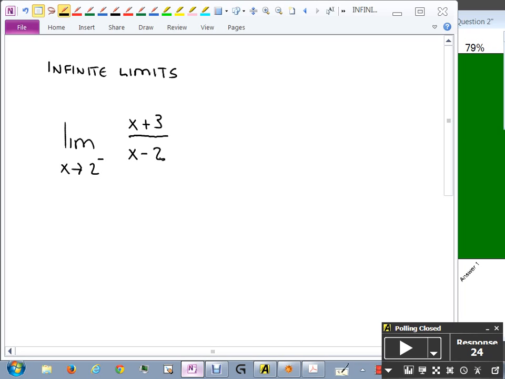Tell me what's happening here when I try and evaluate this limit. I get what on the top? 5. On the bottom, I get 2 minus 2, which is 0. And automatically, as soon as I see that, I realize I have a fixed number over 0. And that tells me that I'm going to get what? Either positive infinity, negative infinity, or does not exist. Y'all follow that? That's going to be the standard from here on out. Anytime that happens, fixed number over 0, it's going to be one of those three things. Y'all with me? Okay. The question is, how do we determine which of those it is?